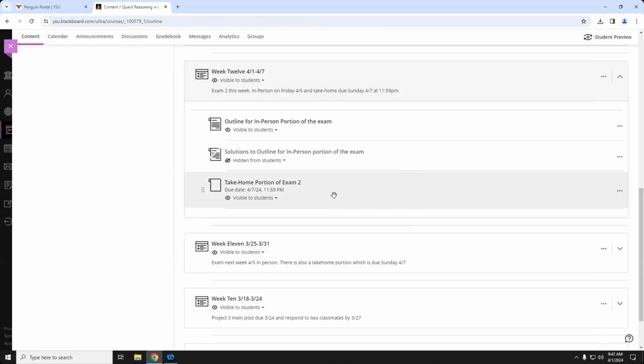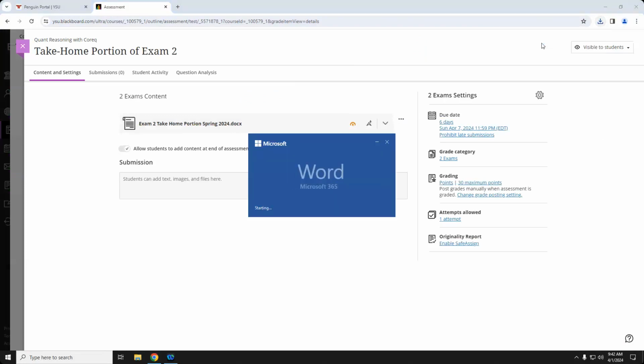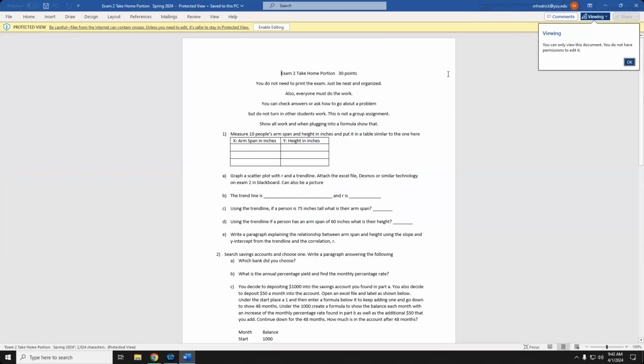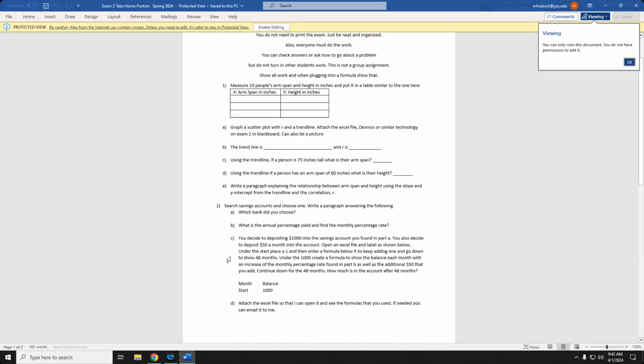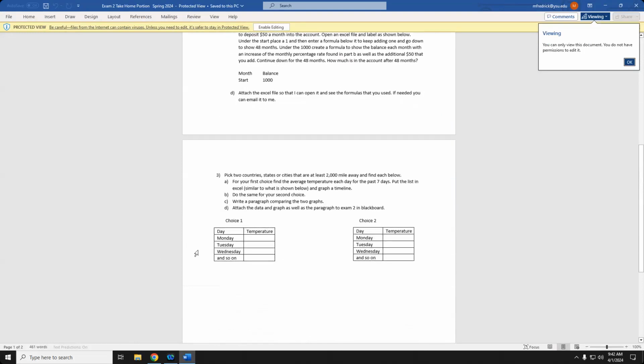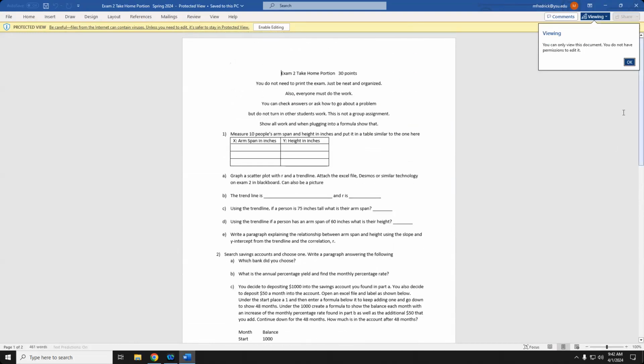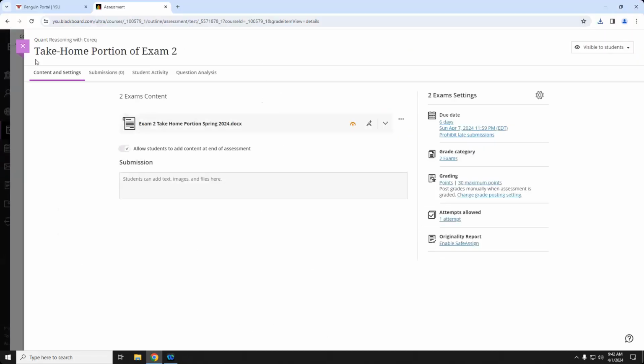The take home portion is here. We'll work on it Wednesday though, so make sure you come Wednesday. I'll have measuring tape so you can measure everyone's arm span and height. Make sure you bring your computer so you can plug the values in. There's only 3 questions. Are there any questions on the in-person portion?